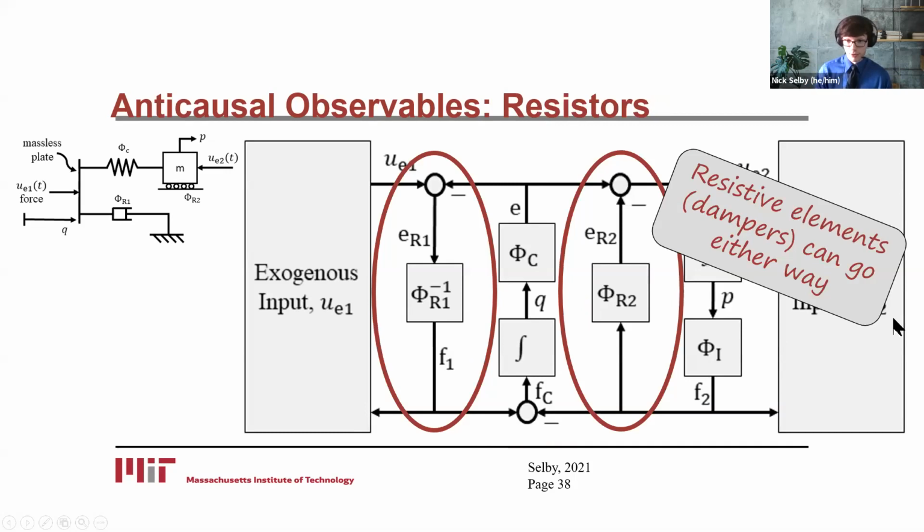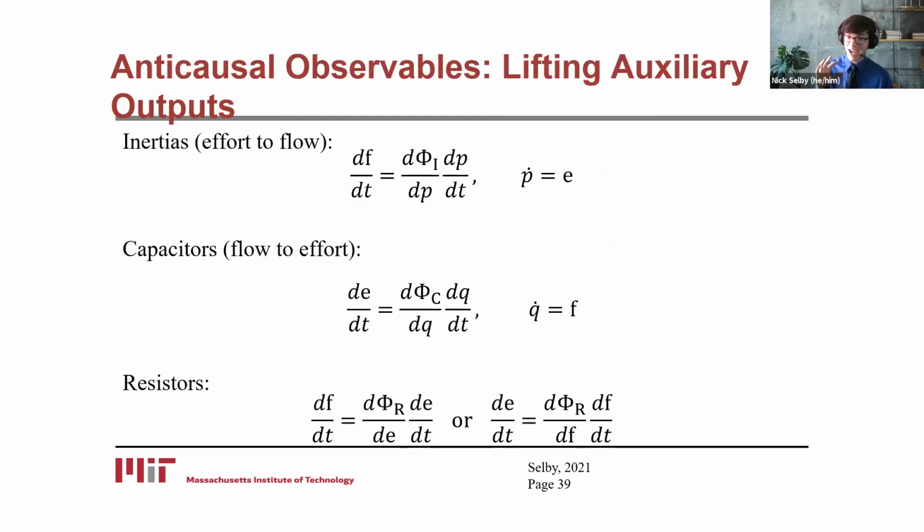Resistive elements, though, like dampers, are different. Unlike springs and masses, resistive elements don't store energy and don't have an internal state like displacement or momentum. And their statelessness can create a problem.